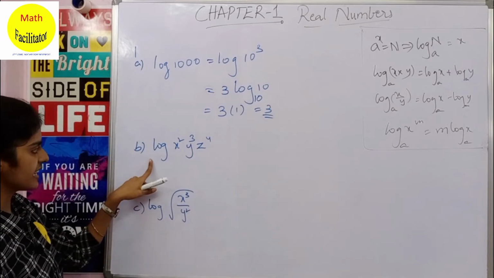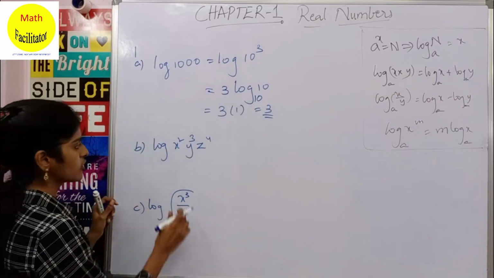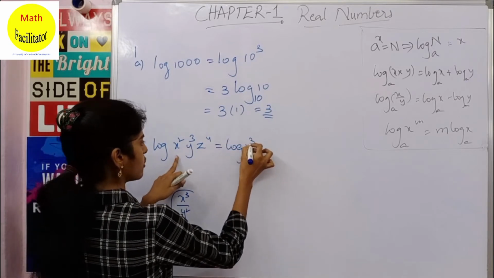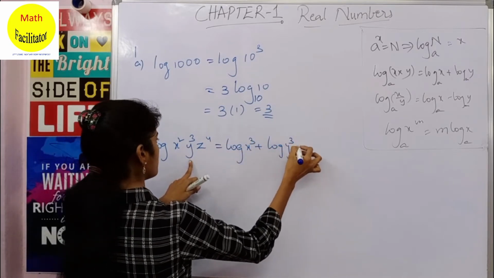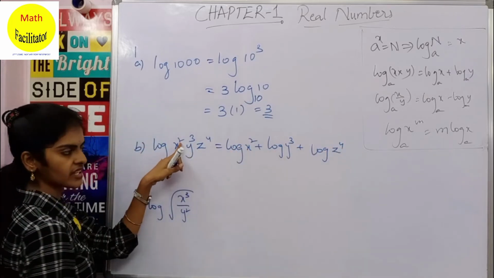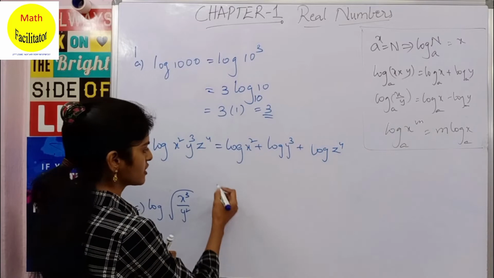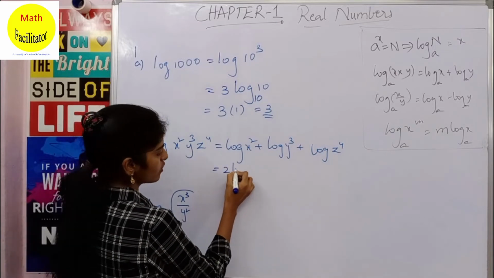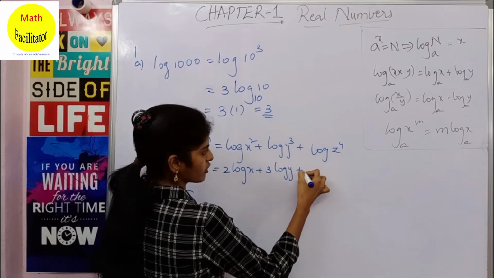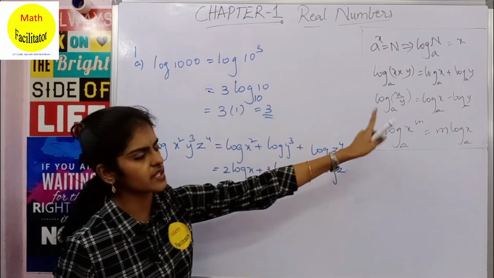Clear? Now here the next one. It is of the form log x into y. So it is log x plus log y. Here also all these are multiplication. So this is nothing but log x square plus log y cube plus log z power 4. Now again all these are in the form of log x power m, so it is nothing but m log x. So it is 2 log x plus, this power moves here, 3 log y. Here also it is 4 log z. Logarithms are very easy. You have to only remember the identities.